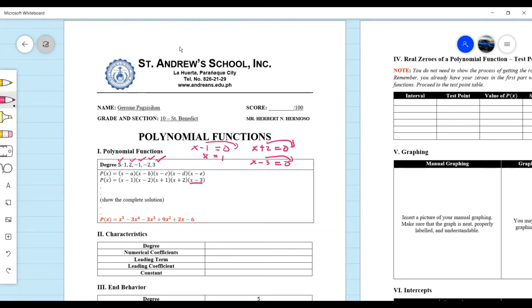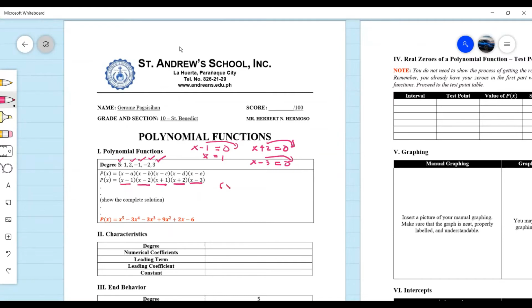So at the start, you already have the solutions, which you yourselves gave. So now, we are working backward. Given the solution, how do we find the polynomial? By multiplying the given factors. So these are the factors now: x minus 1, x minus 2, x plus 1, x plus 2, then x minus 3. So how do we go about it? By just multiplying using the FOIL method or the distributive property.